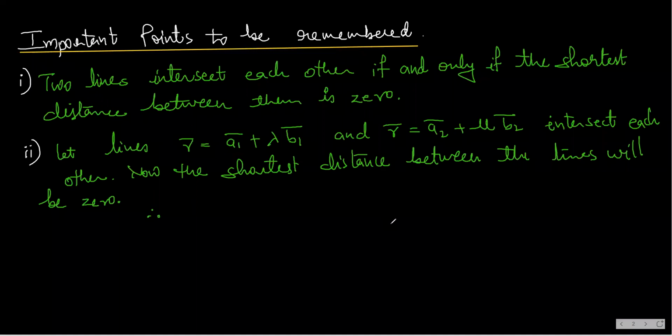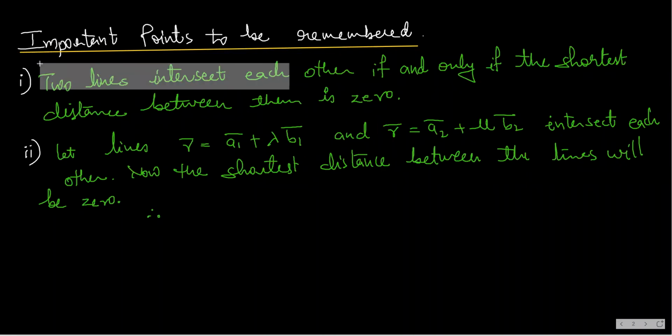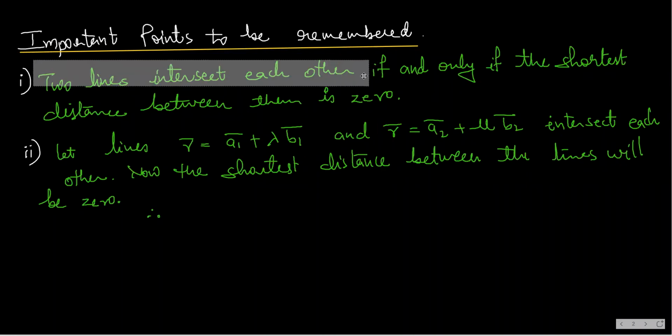Now, with relation to the shortest distance, there are some important points to be remembered. So we'll see them one by one. See here, I have written two lines intersect each other. Now two lines, they are intersecting each other.